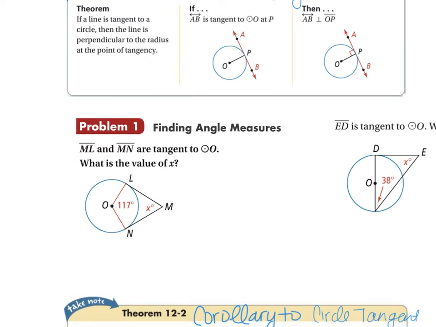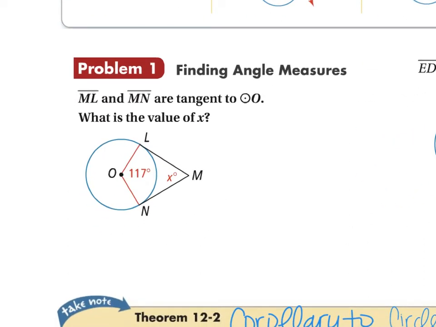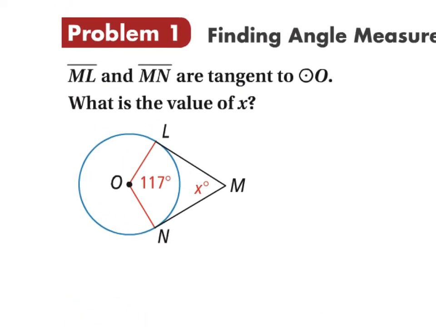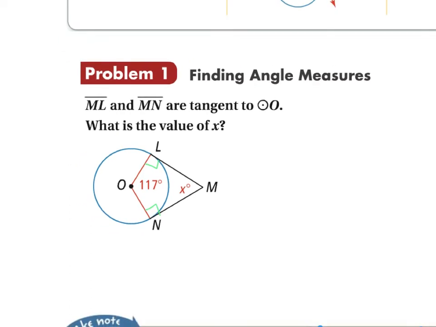Okay, so here we go. Let's do a problem. The directions on this one say ML and MN are tangent to circle O. What is the value of X? So if it is tangent to circle O, we know right off the bat they make right angles. So I'm going to draw those right angles in there. Okay, now we need to find the value of X.